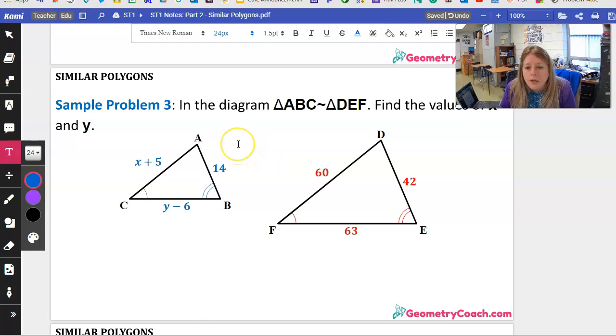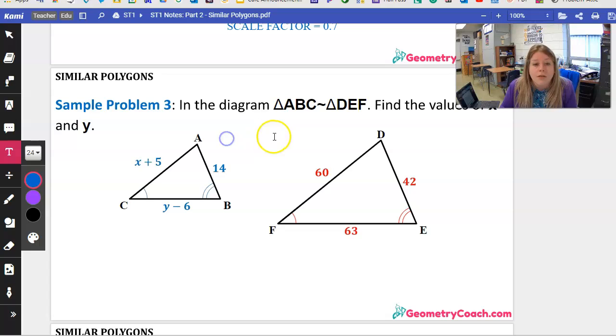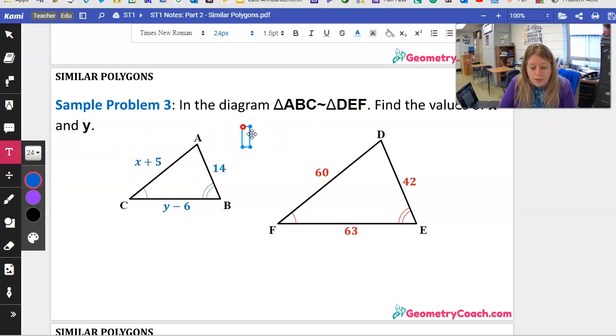Okay, do the same thing here. Triangle ABC is similar to triangle DEF. Find the values of X and Y. So I already know they're similar. I don't have to do any calculations there. But we do have to find the scale factor because it's X plus 5 times something that equals 60, but I don't know what that is. Y minus 6 times something equals 63. And 14 times something equals 42. There's the equation to start with because I know both things.